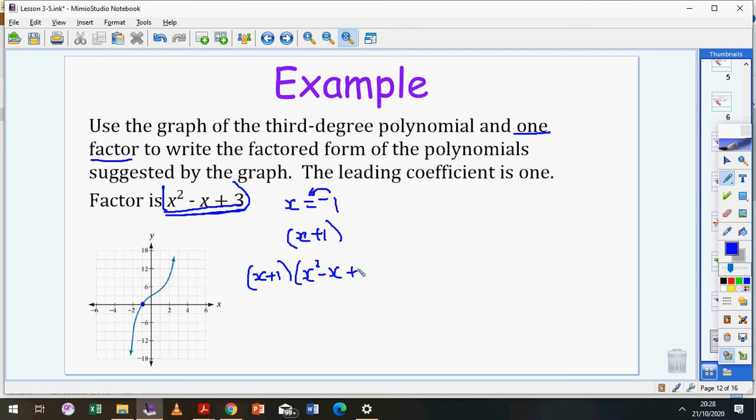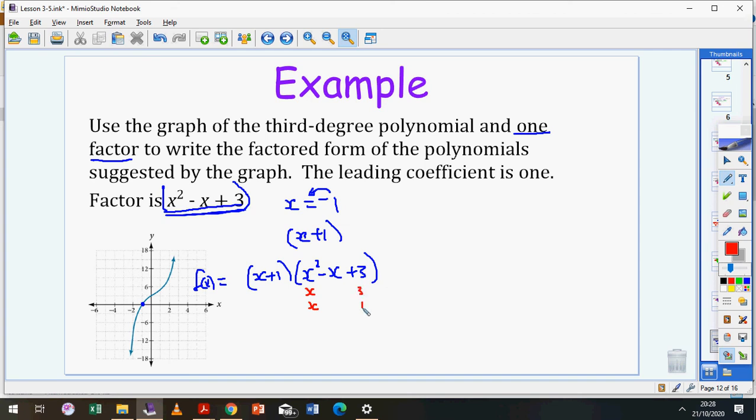Now this is my polynomial already. F of x is equal to x plus 1 times x squared minus x plus 3. But it's not completely factored because this is a quadratic that can be factored. And I hope you remember when I'm factoring this, I try to look for the factors of x squared, which is x times x. Try to look for the factors of 3. These ones really have to just be 3 and 1.